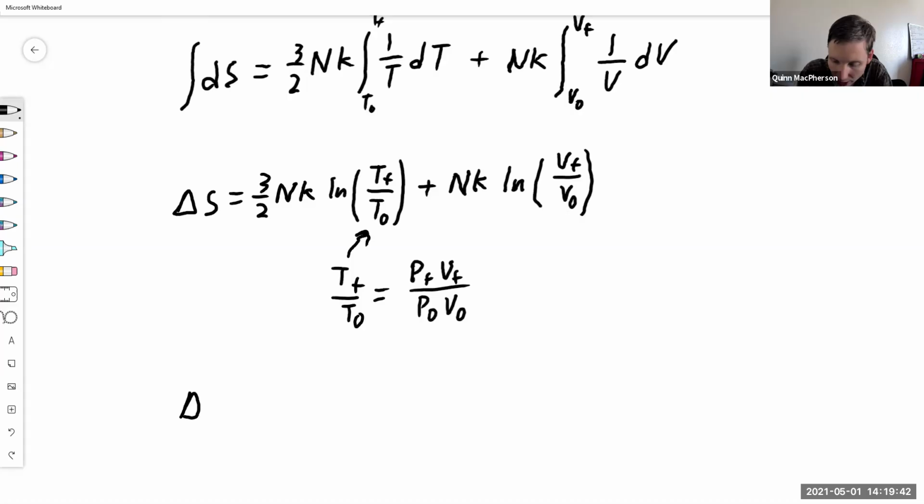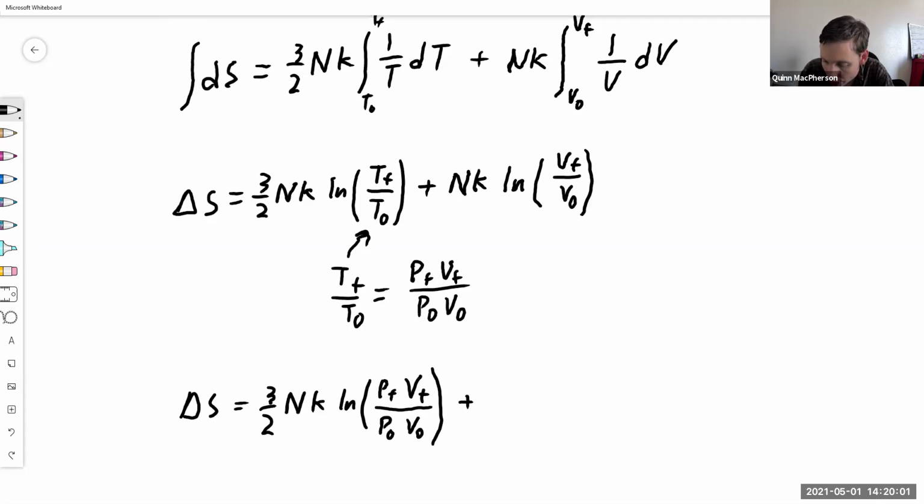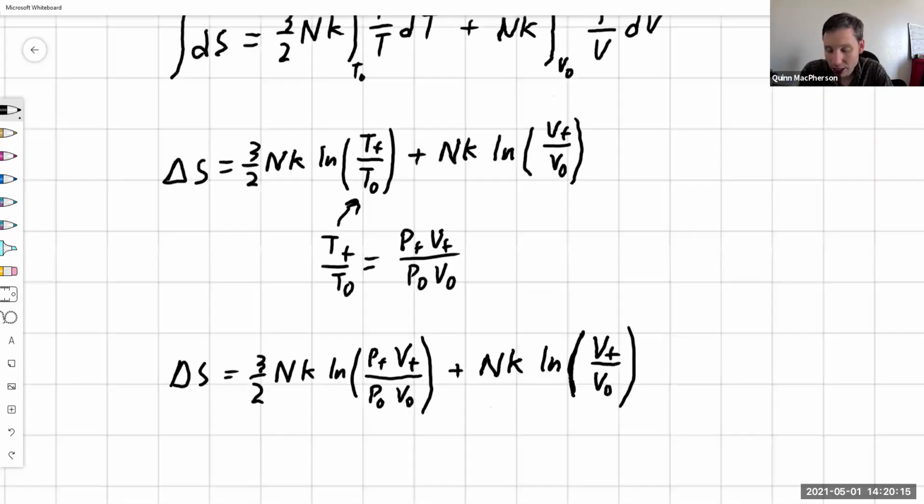We get delta S is equal to 3/2 NK natural log of P final V final over P initial V initial, plus nk natural log of v final over v initial. That's kind of cool. And that is a correct answer.